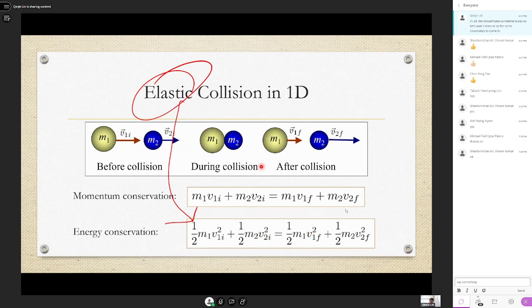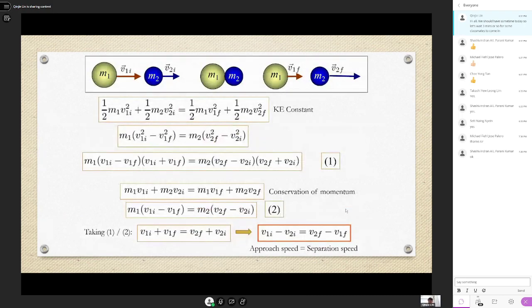Kinetic energy is conserved for elastic collisions. Okay, so for this slide and probably the next two slides, it's quite mathematical. It's to basically find out some characteristics of these collisions. Okay, so now we are at elastic collisions in 1D.